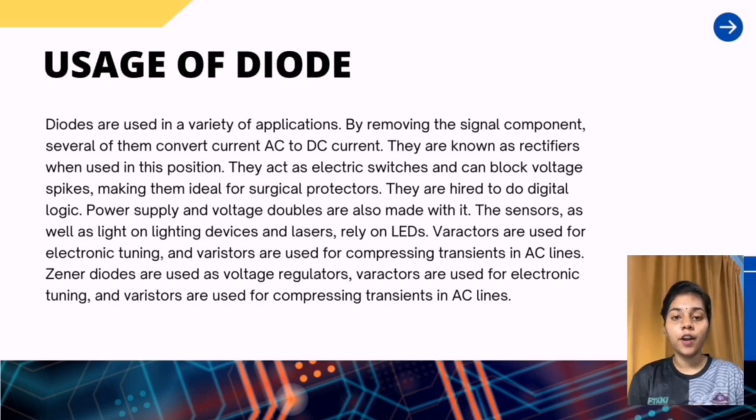Diodes are used in a variety of applications. By removing the signal component, several of them convert AC current to DC current. They are known as rectifiers when used in this position. They act as electric switches and can block voltage spikes, making them ideal for surge protectors. They are used in digital logic. Power supplies and voltage doublers are also made with them. They are also used in sensors as well as lighting devices, and lasers rely on LEDs.